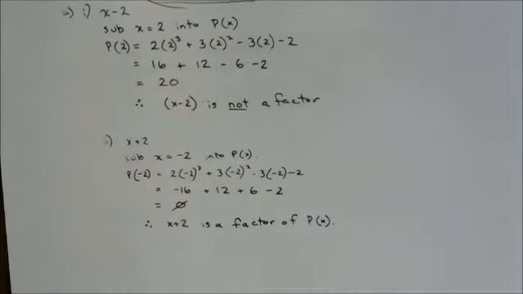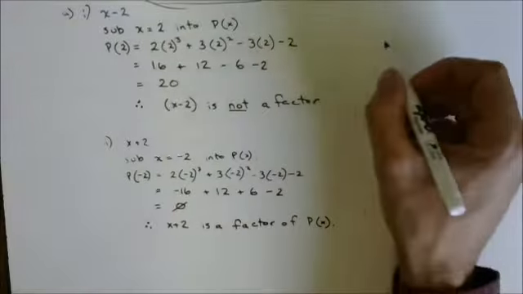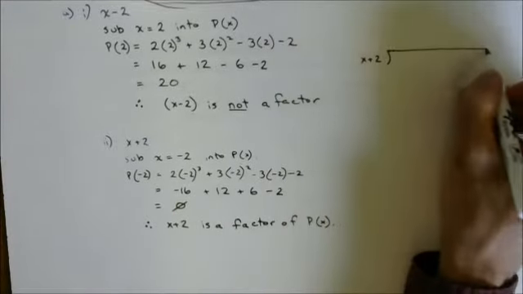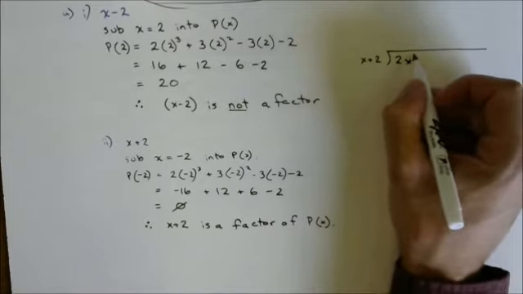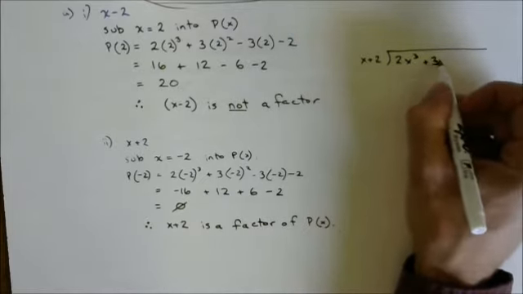So now if you wanted to factor out the whole thing, all you would do is go x plus 2, and you'd put p of x on this side. We're not going to do it, I'm just explaining it to you.